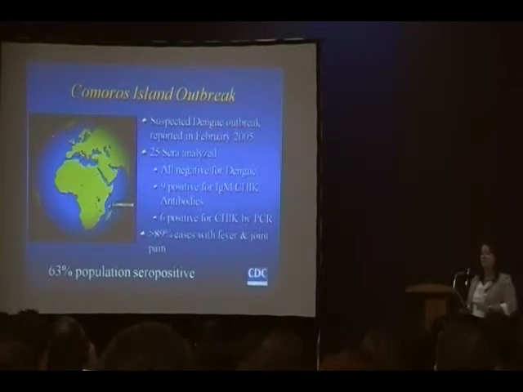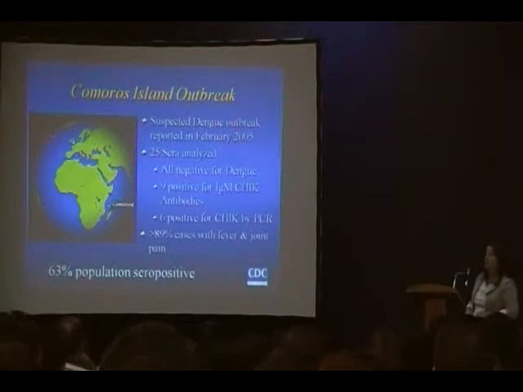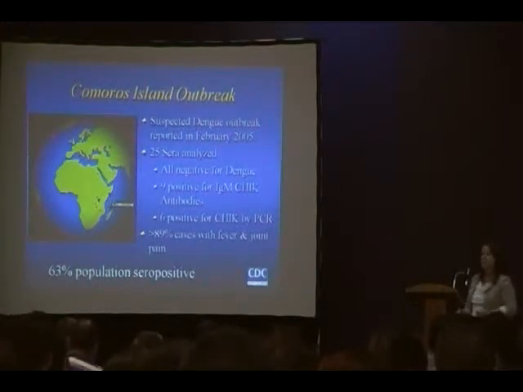But again, the clinicians recognized it didn't look quite right, so they tested for dengue, and because they knew of this outbreak, they tested for chikungunya as well. And they found, again, virus and antibody, and very importantly, almost 90% of the cases were presenting. So most of the people who become infected with chikungunya are going to show up with symptoms. And we'll talk more about the symptoms in a few minutes.